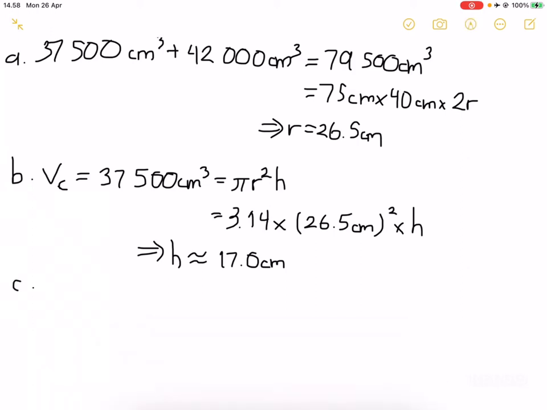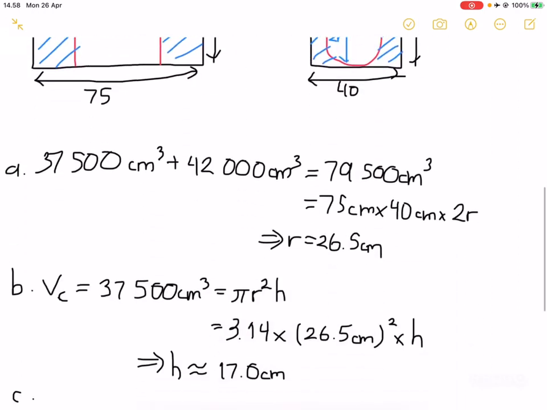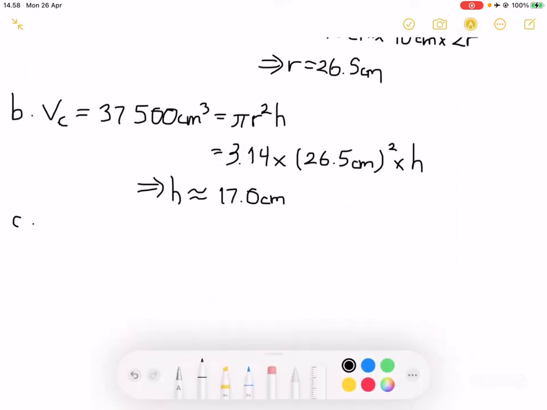And finally, for part C, which is the total surface area of the cylinder, we can just use the formula for the surface area of a cylinder, which is 2 pi r times quantity r plus h.